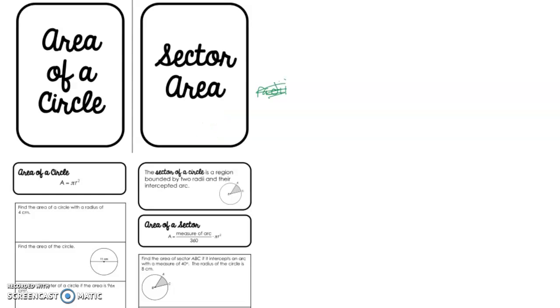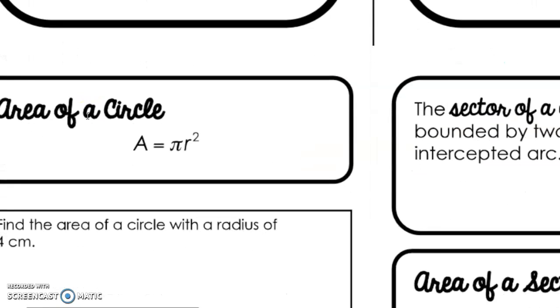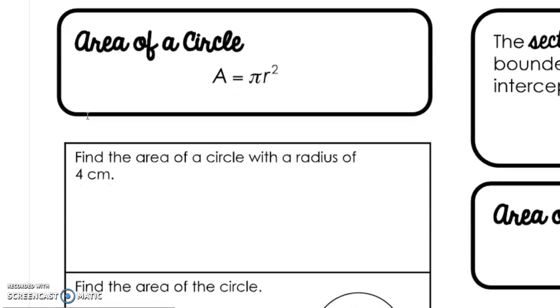So let's go ahead and start with a circle. So I'm going to zoom in here. So we're going to start down this left column. So area of a circle. All right, so first of all, your area of a circle is pi r squared. So that's pretty typical. It hasn't changed any. R is for the radius. Pi is obviously a number, approximately 3.14.